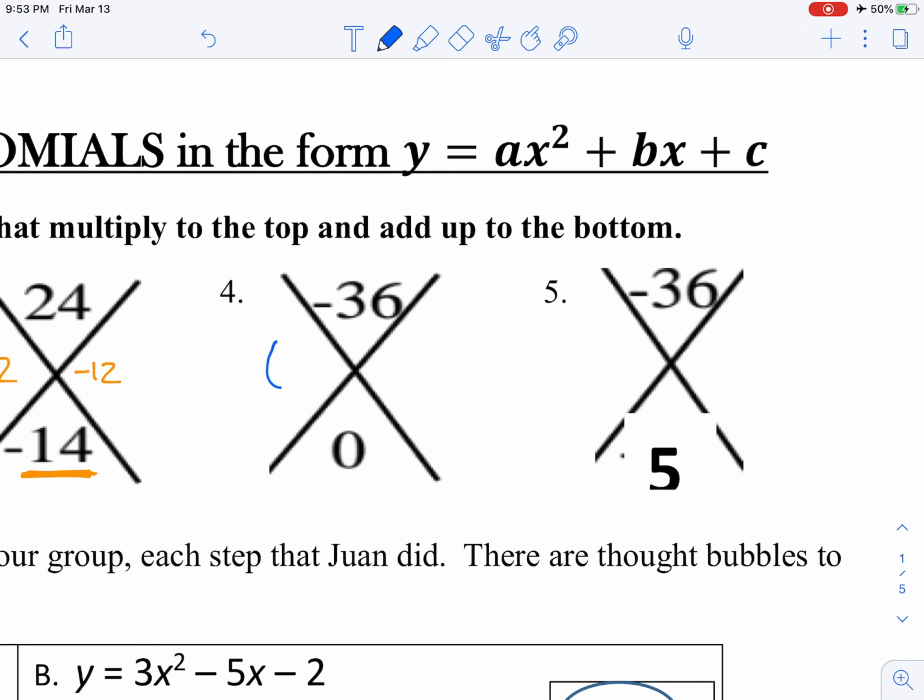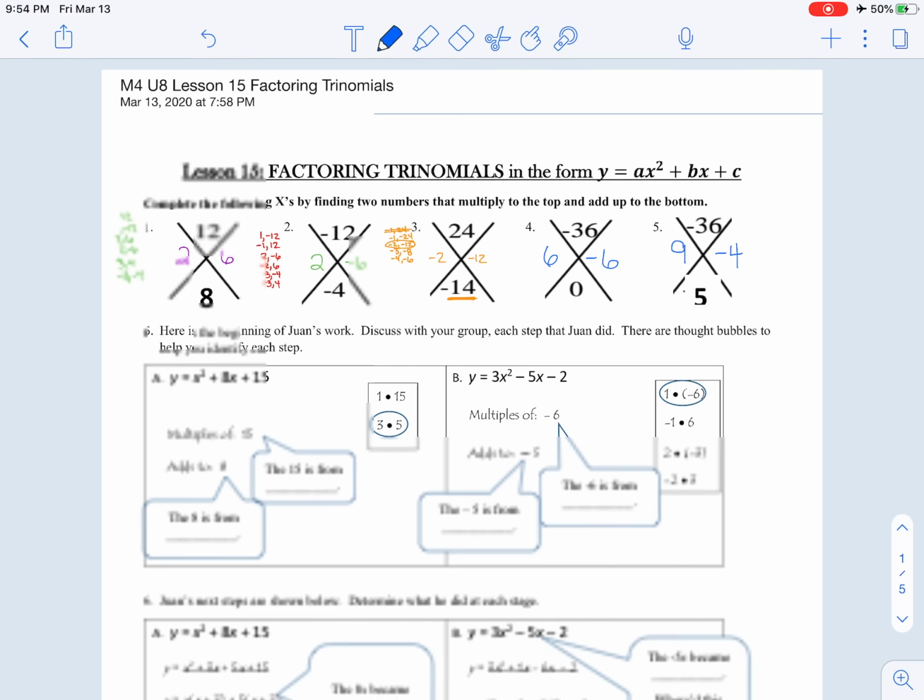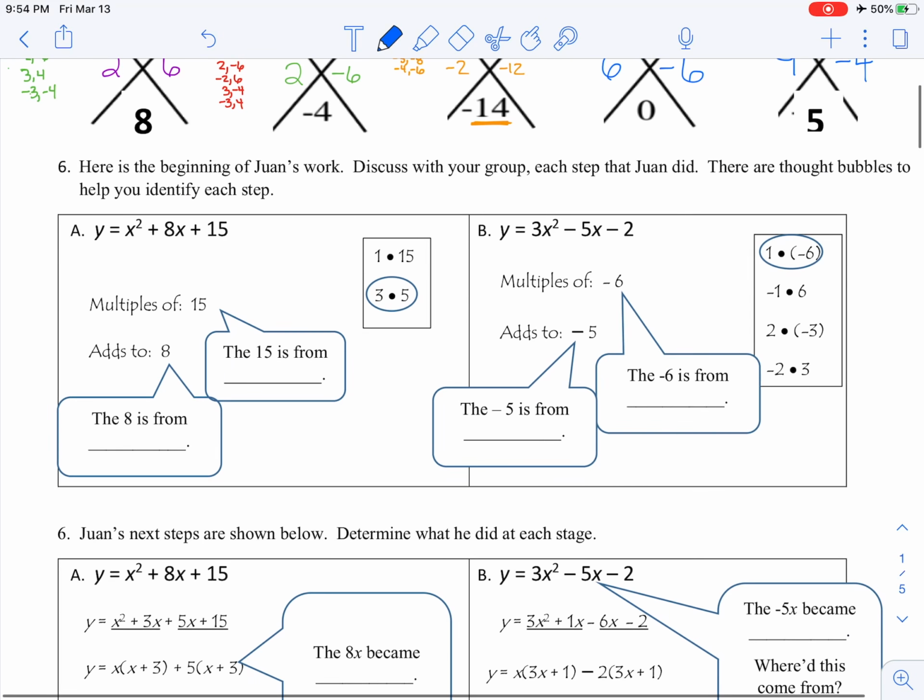Okay, you should have gotten 6 and negative 6 for this one. And I believe since we're doing the negative 36, I could pick all sorts of things, but I think I'm going to pick 9, and I think negative 4. I think those two would add up to 5, and they multiply to get negative 36. Awesome.